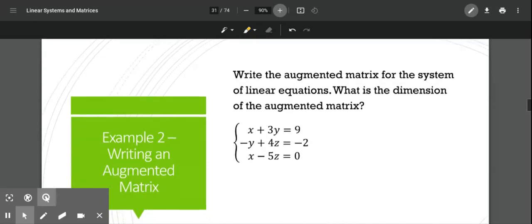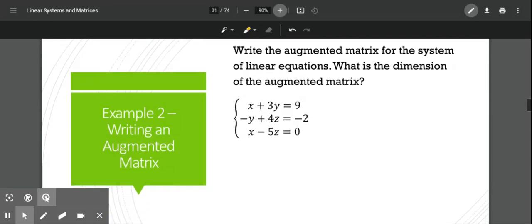For this example, we need to write an augmented matrix for the system of linear equations. Remember, an augmented matrix includes all of the coefficients and the solutions. And if you notice here, we have x's, y's, and z's. So when we're writing our matrix, we probably want to have columns for x, y, and z. For our first equation here, we have 1x, 3y, 0z. You have your dotted line, and then it equals 9.